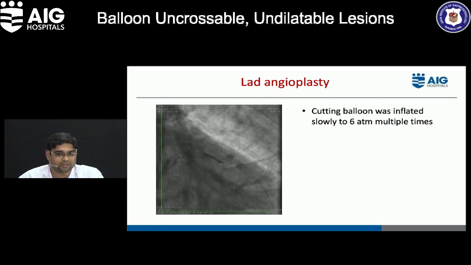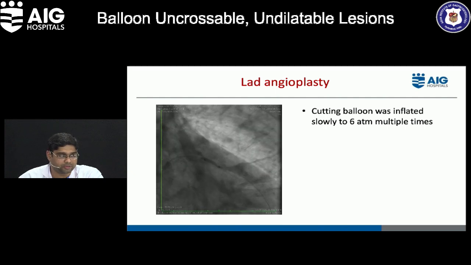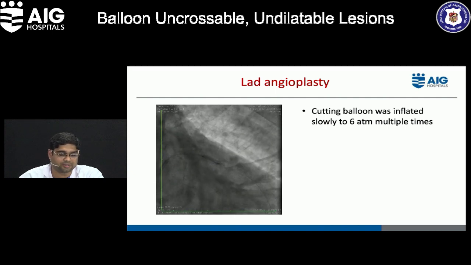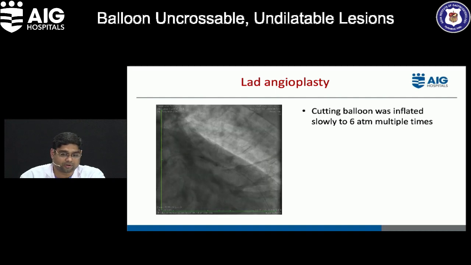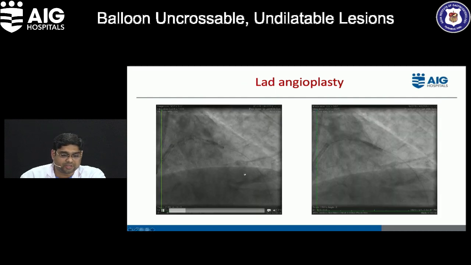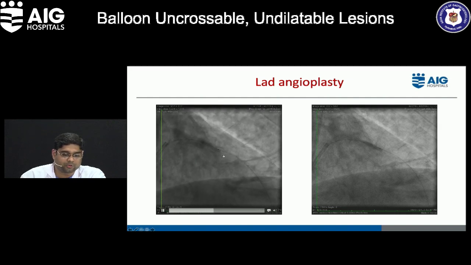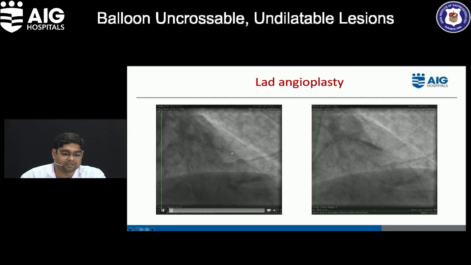Always remember, the idea of a cutting balloon is only to modify the lesion, it is not for balloon expansion. Never try to expand the lesion by using a cutting balloon. It can cause a lot of complications. Once the cutting balloon was done, we took a 3 into 12 NC balloon and slowly started inflating, went up to high pressures, and here you can see the upper shelf of calcium also gave way and the lesion was completely dilated.